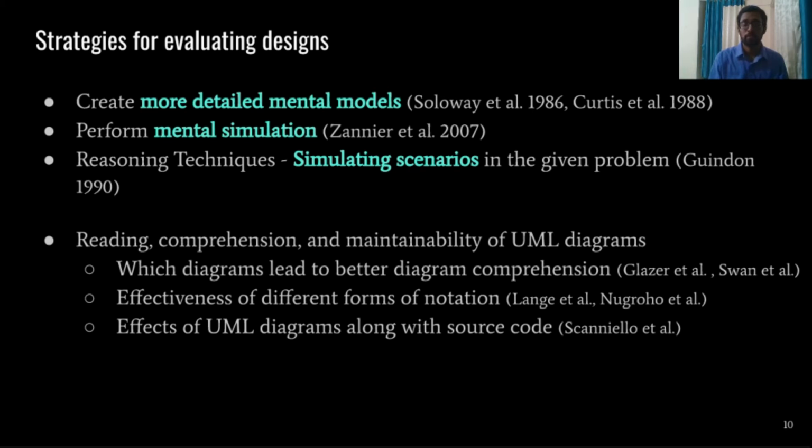We have also looked at literature from empirical software engineering, and we see that there are various studies which focus on reading comprehension and maintainability of UML diagrams. For example, studies which look at which diagrams lead to better diagram comprehension, the effectiveness of different forms of notation, and the effects of UML diagrams along with source code.